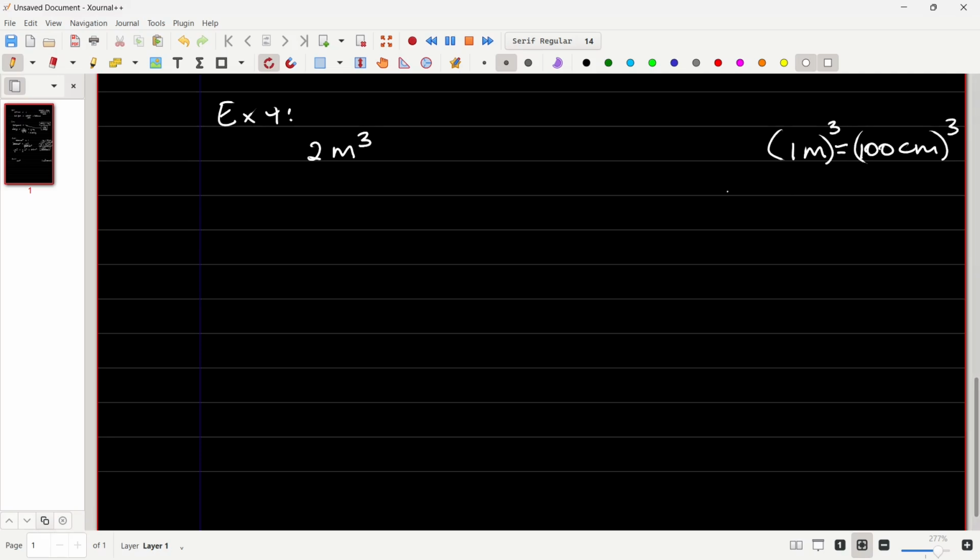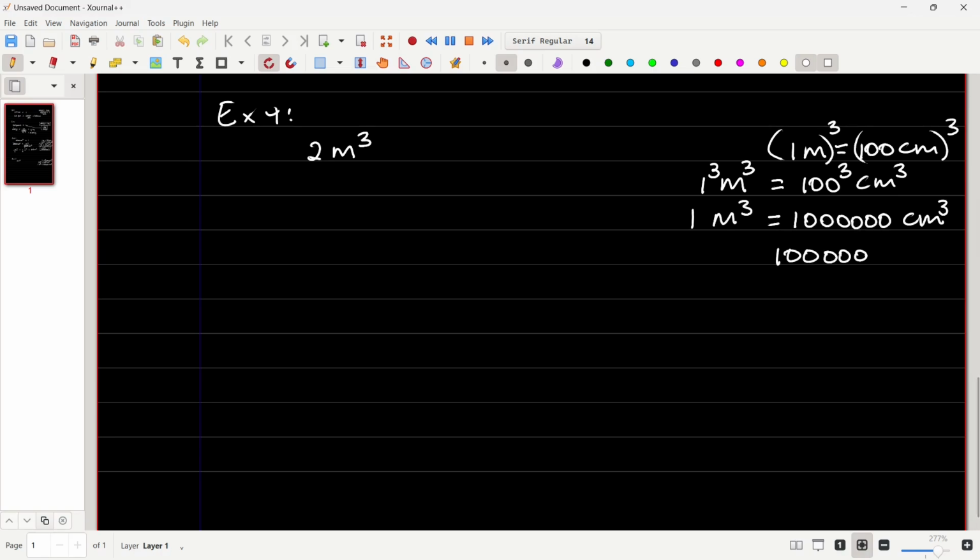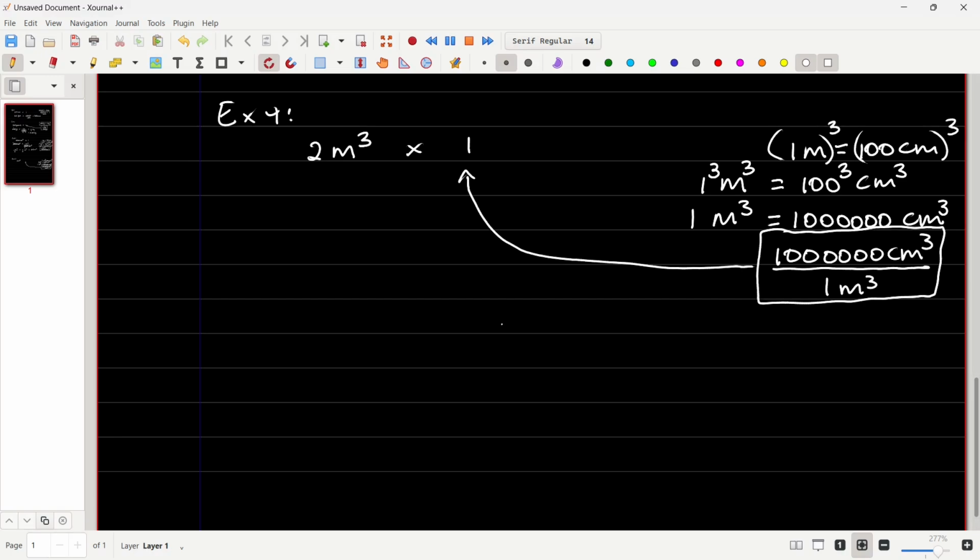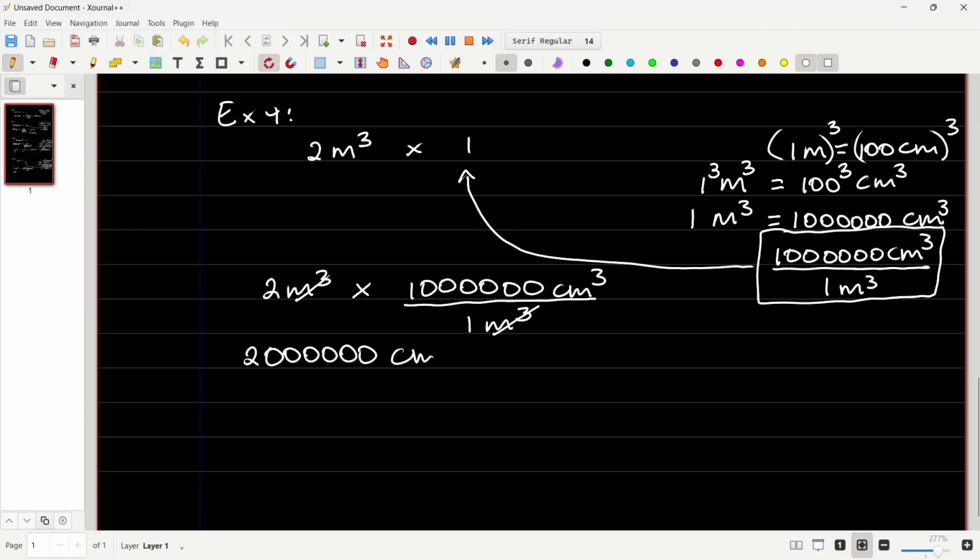So, therefore, that means that 1 m, and I should just put the cubes here so you can see what's happening. And then we expand. All right, that's the answer for this one.